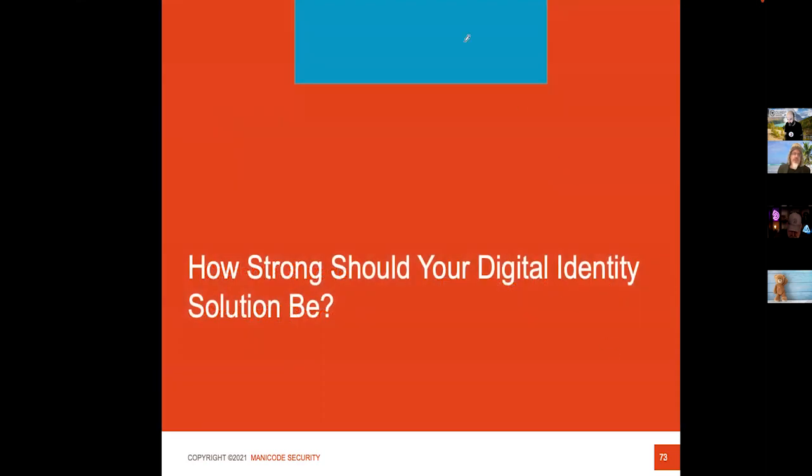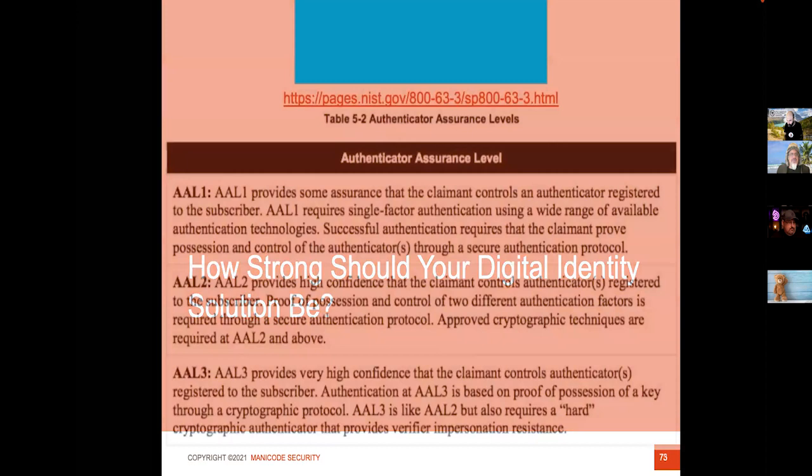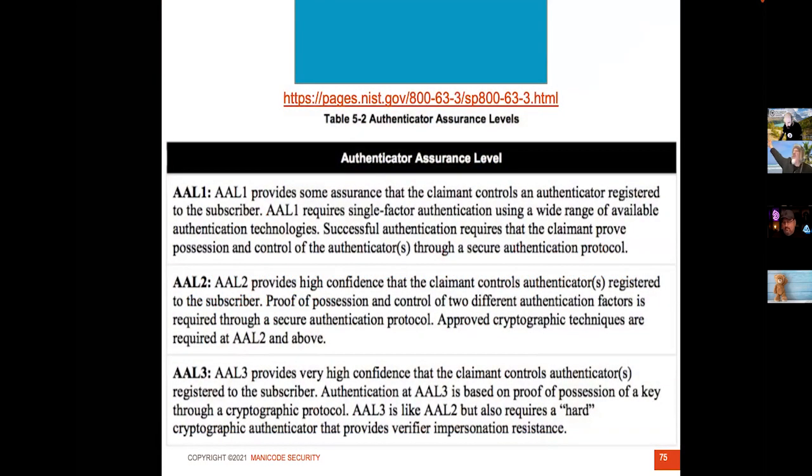So the big question I get asked is, how strong should your login system be? I'm going to look at this NIST standard. So there we go. NIST 800-63-3, the digital identity guideline from the U.S. government and for U.S. companies. This is one of the greatest standards to be written about identity.